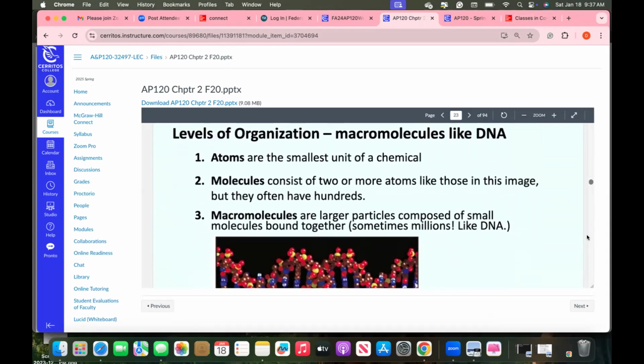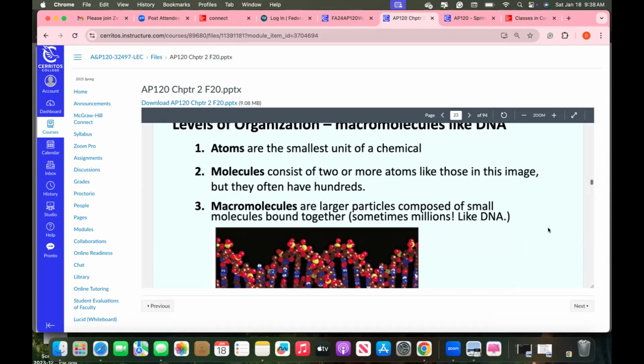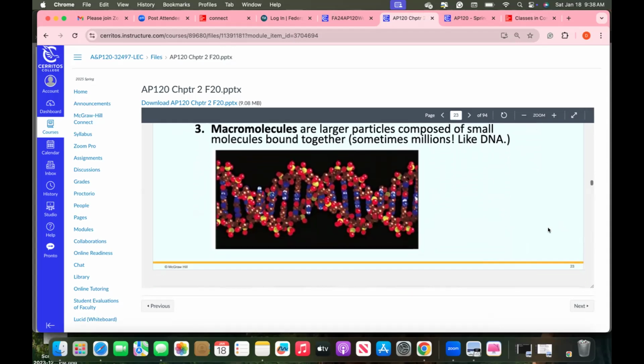Levels of organization. Macromolecules like DNA. Atoms are the smallest unit of a chemical. Molecules consist of two or more atoms like those in this image, but they often have hundreds. Macromolecules are larger particles composed of small molecules bound together, sometimes millions, like DNA. So what she's saying is DNA is an example of a macromolecule. Okay, let's keep going.